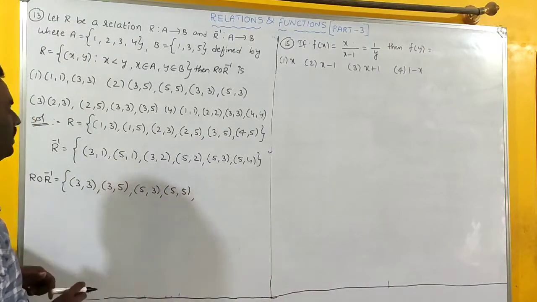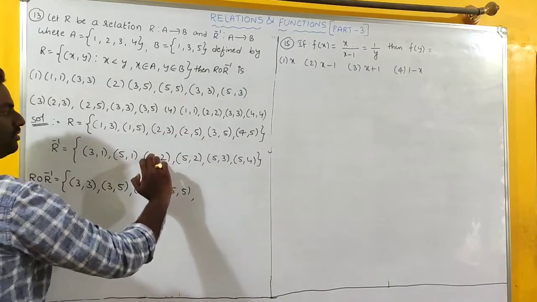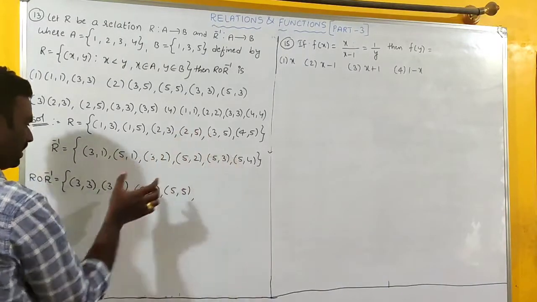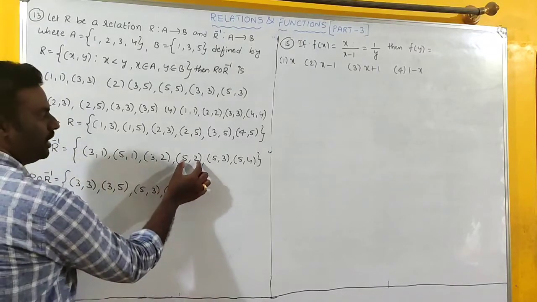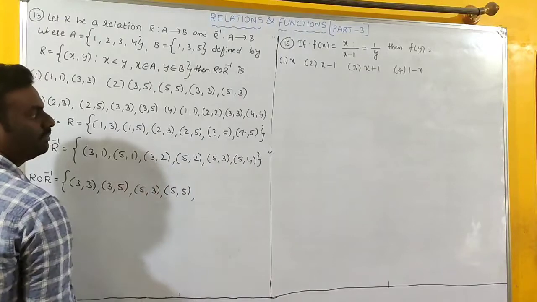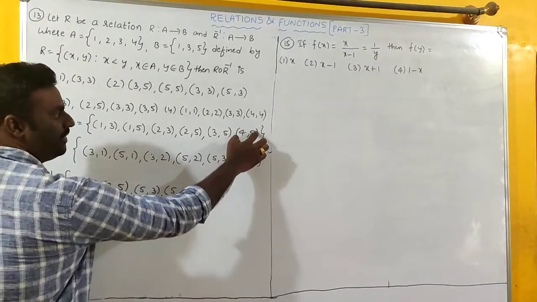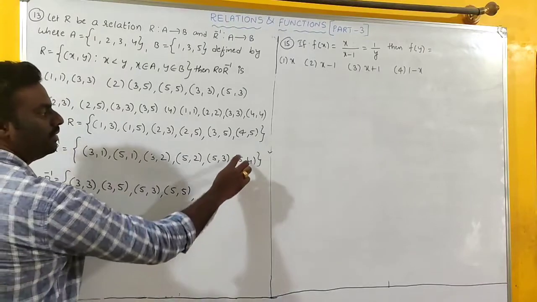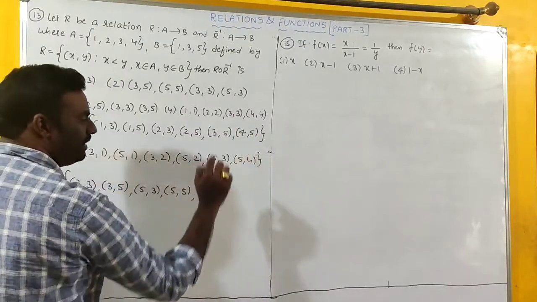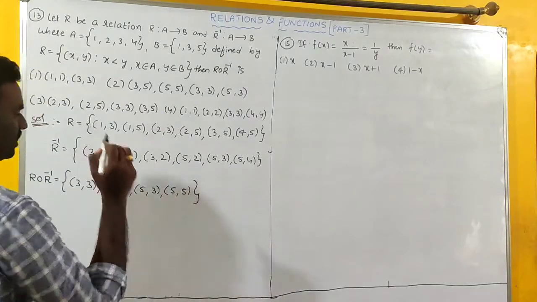Next, 3 is related to 2. Again, 2 is related to 3 and 5. 3, 3, 3, 5 already over. If you take 5, 2, 5, 3, 5, 5, that is over. So totally, how many pairs will we get?